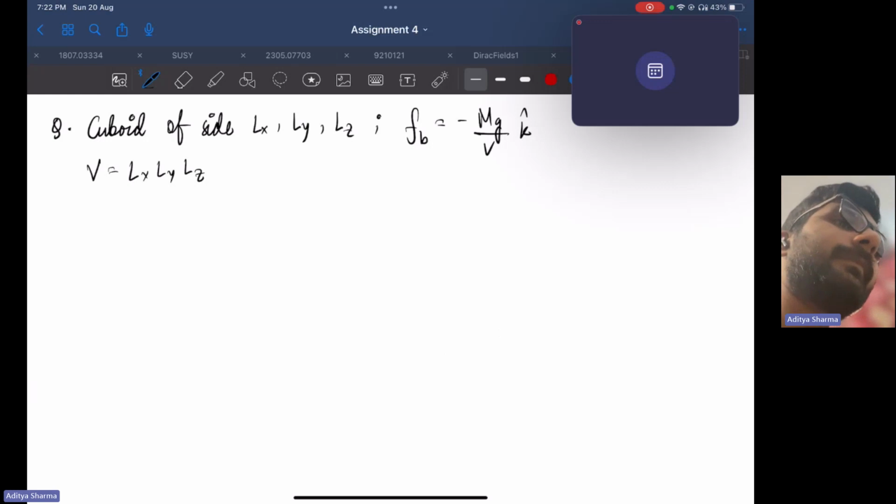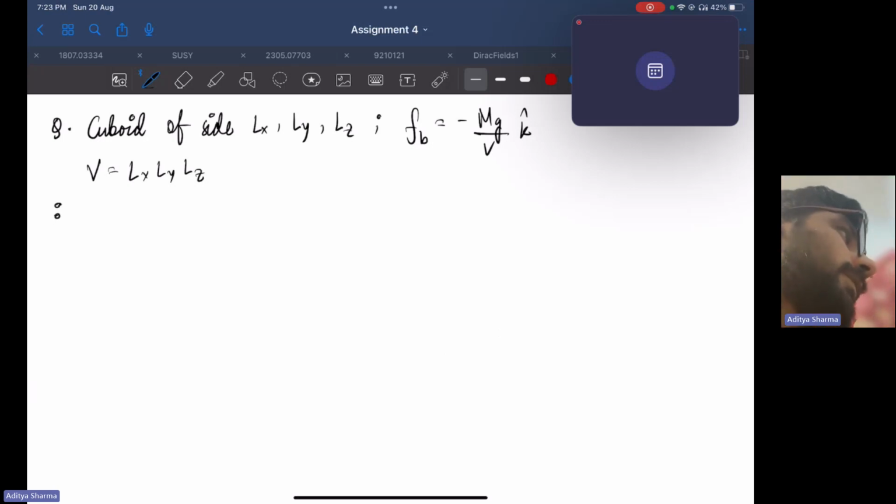Now, from the equation, okay, so what we need to find here is all the stresses and all the strains. That's all. We need to find here all the stress and all the strain. Let us do this slowly. Let us do this example properly.